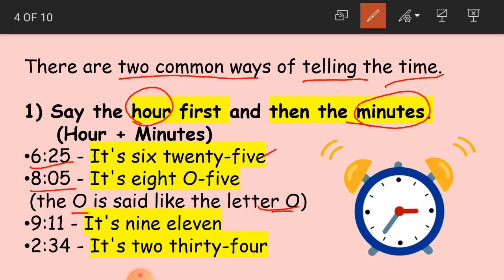Okay, children? See, 9:11. It's 9:11. So, first you are telling the hour and then you are telling the minutes. Okay, 2:34. It's 2:34. Clear, children?